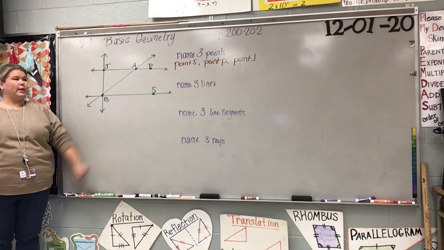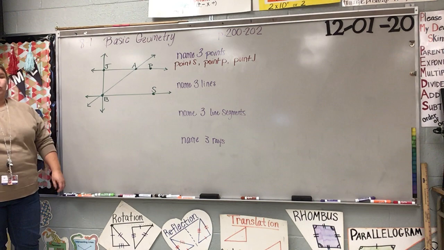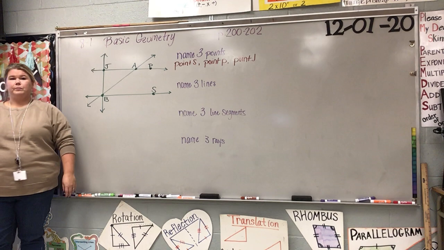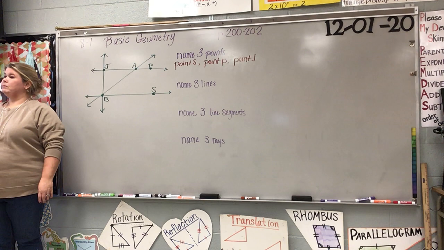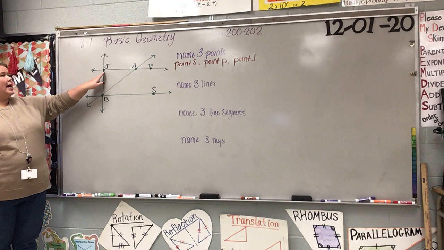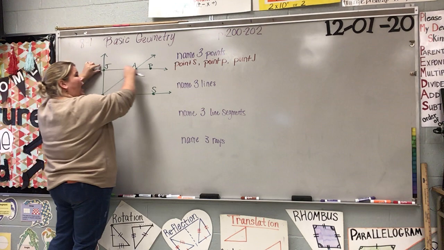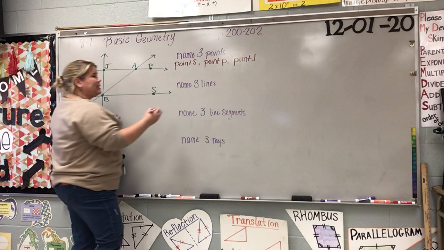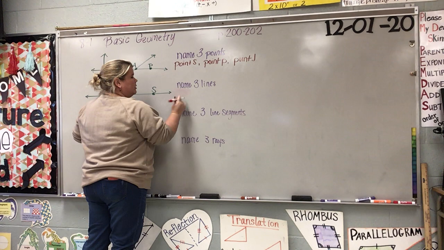Now, I want to name three lines in this diagram. There's a lot. Rachel, what do you think? Okay, line J. Well, now this is the thing. Watch what I'm doing. I would have to say line JP because that's this entire line. This is how I would say it. I'm going to write that on here. I'm going to say line JP.